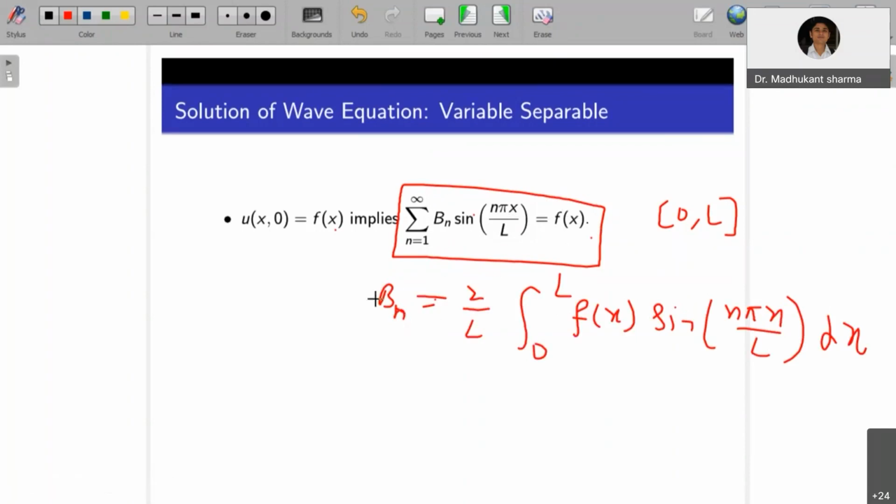Okay, so this Bn is determined now. Because f is known and the sine function is known, you can evaluate this integral and determine this Bn. Now, the second initial condition is ut, the partial derivative with respect to t at time t equals 0.